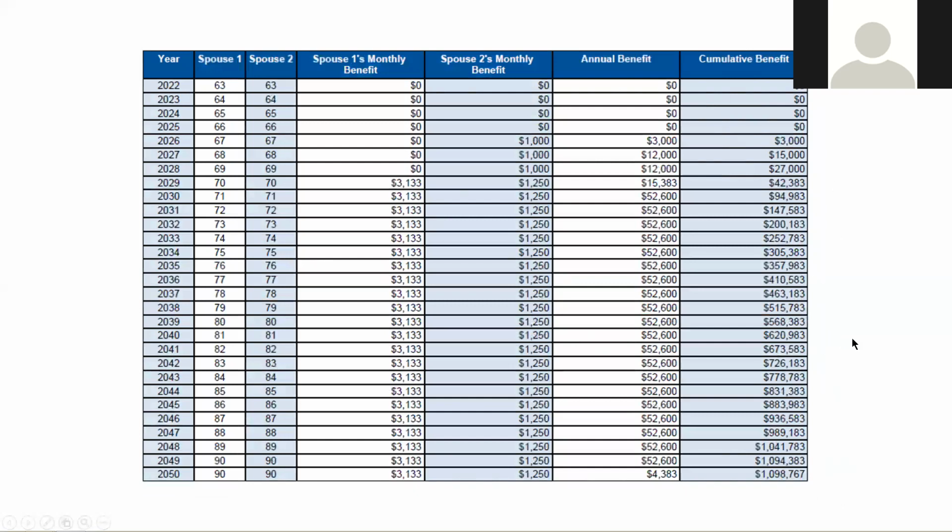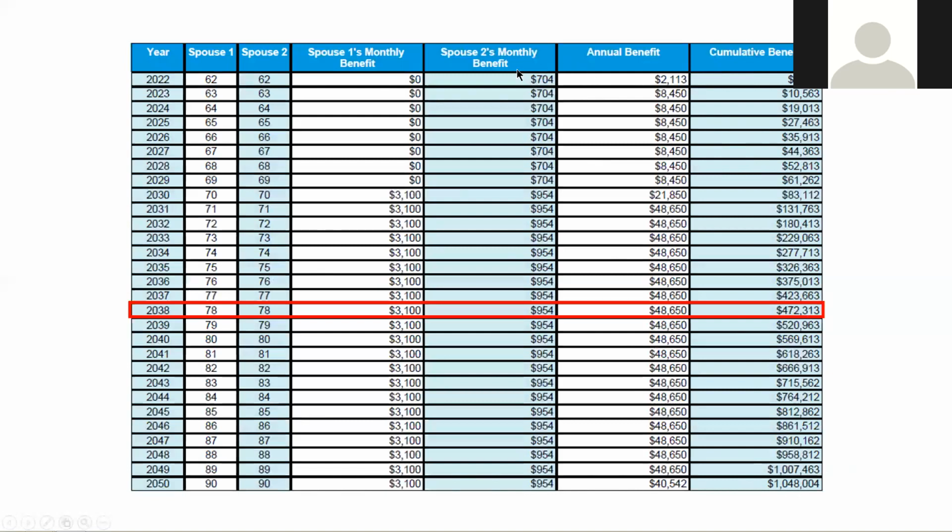Right, so that really comes down to the question of what's life expectancy, right? How long do you think you're going to live? Versus, is it nice to start getting some money early?